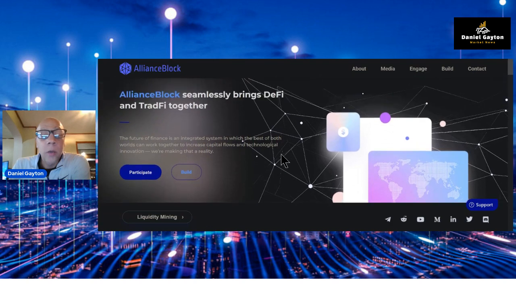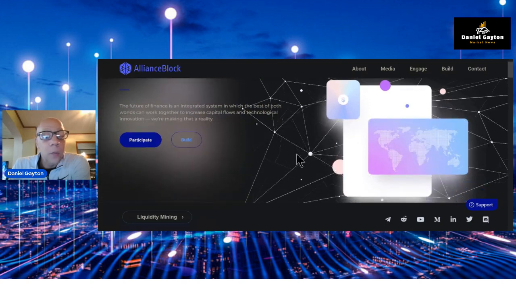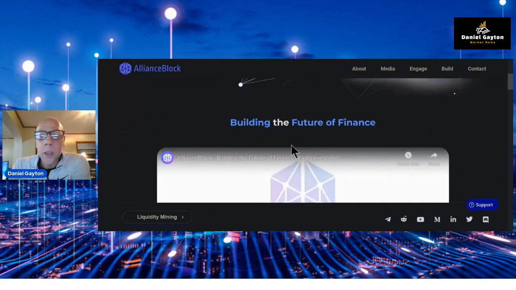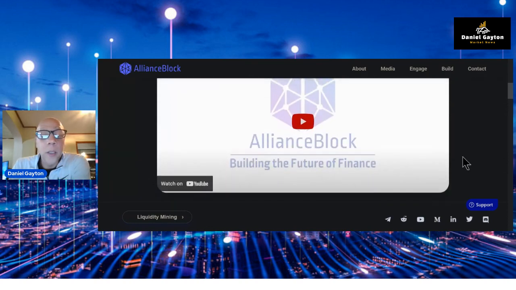I want to go through what Alliance Block actually is, go through their Twitter page a little bit, their website, and also some price action. And I think the best way for me to explain what Alliance Block is, is to go ahead and let the developers explain exactly what Alliance Block is themselves, and then we'll come back and pick it up from there.